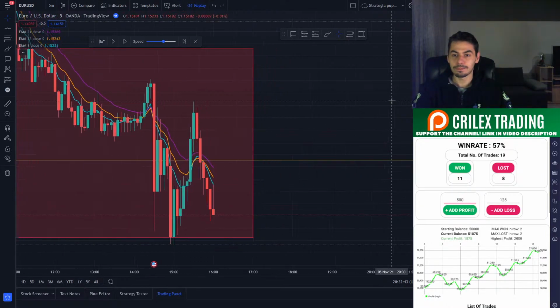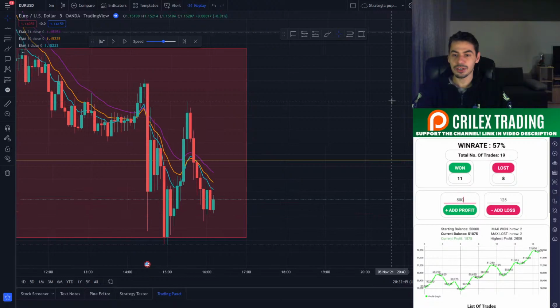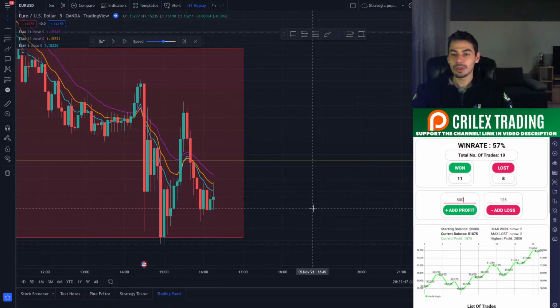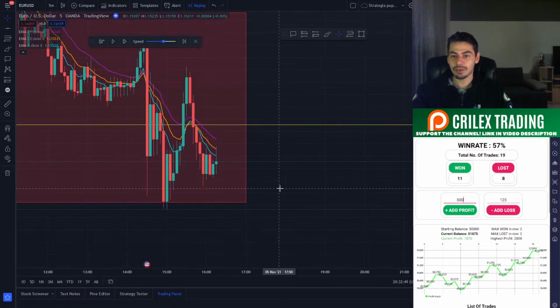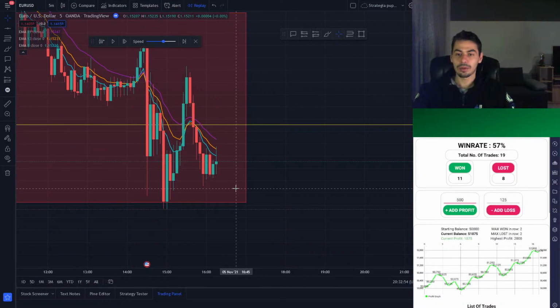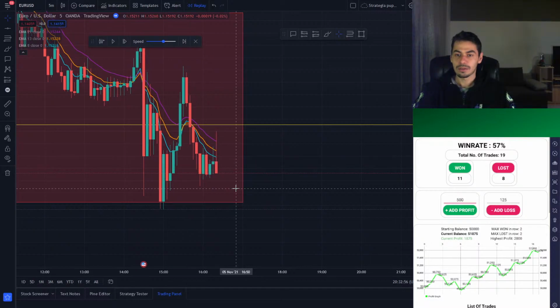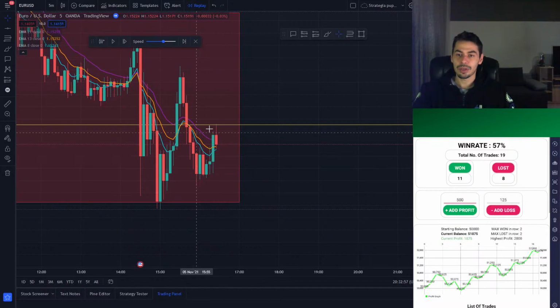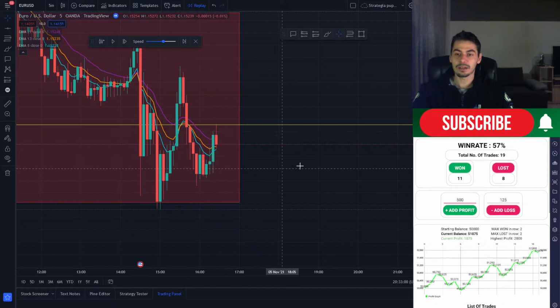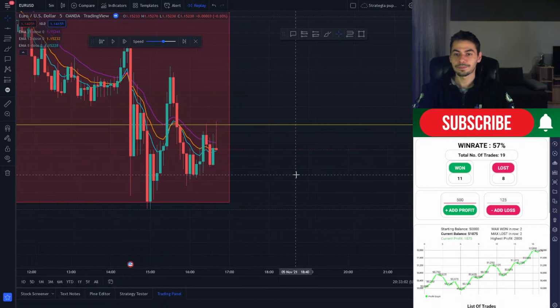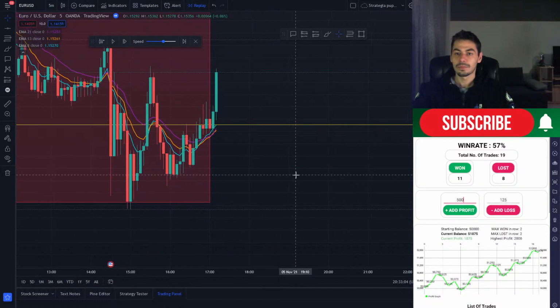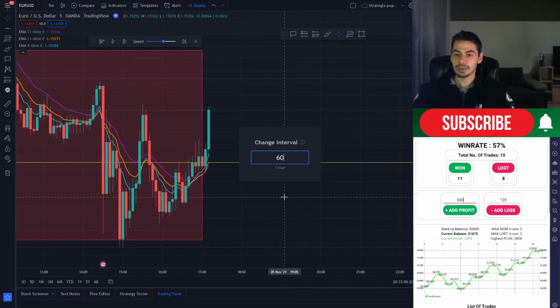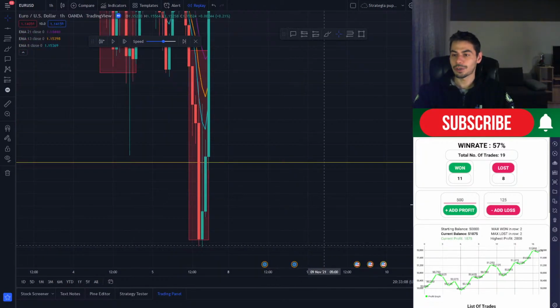Okay, moving on. Let's see if we have any additional entries right here. We would have an entry on the level where my cursor is right now, if the price goes to that point, but now the entry is invalidated because this candle closed above the 21 candle. And we will go back to the 1 hour time frame and look for further signals.